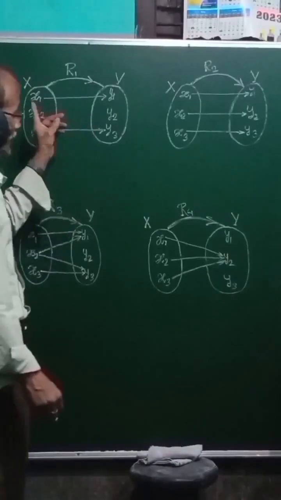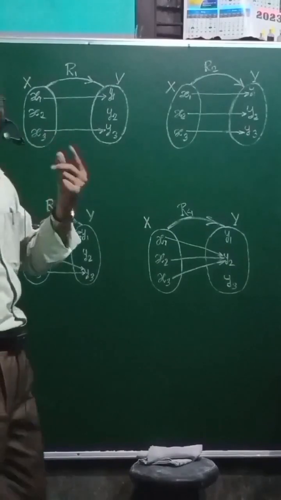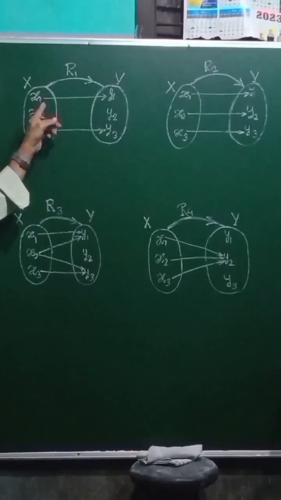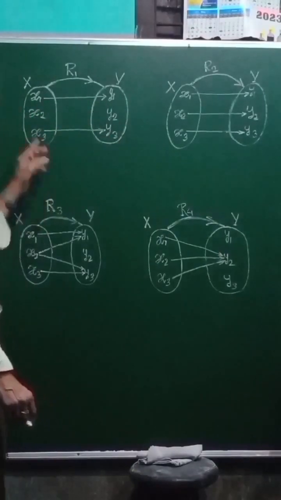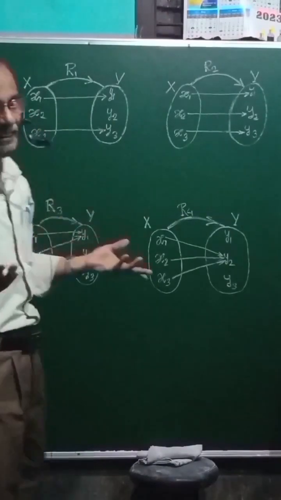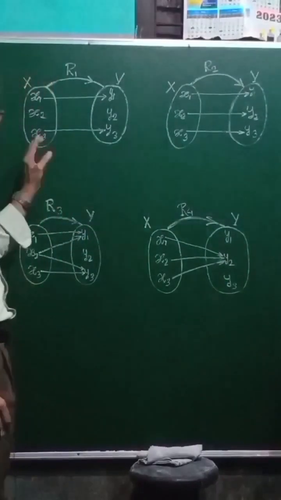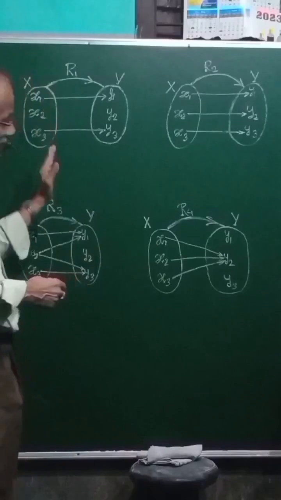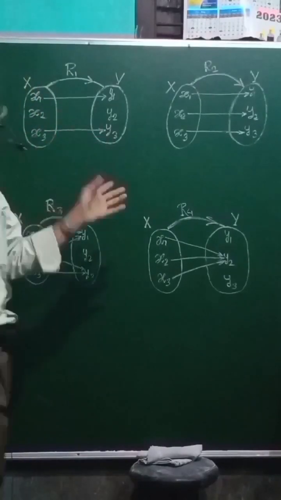See, I have drawn 4 arrow diagrams for relations. In the first one, x1 is connected to a single element, x3 is connected to a single element, but x2 is not connected. By definition, the first condition is that the whole set should be the domain, which means all of the elements must be engaged. Since one element is remaining, it is not a function.